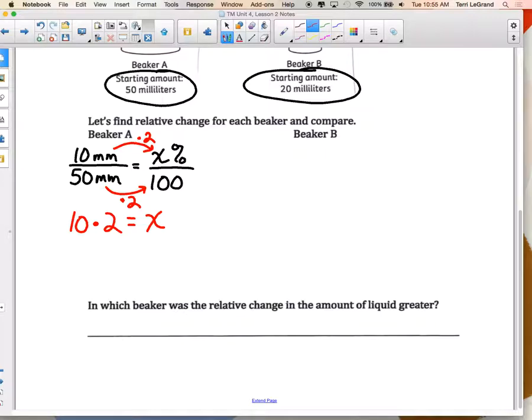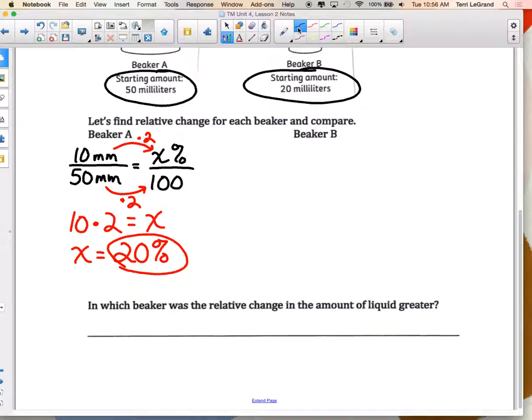So what's 10 times 2, class? 20. And this is 20 what? Percent. We just found the percent of change, okay? So 20% is the relative change for beaker A, the bigger one, the one that started with more. So it changes the amount of liquid in there by 20%. Okay, let's look at beaker B.